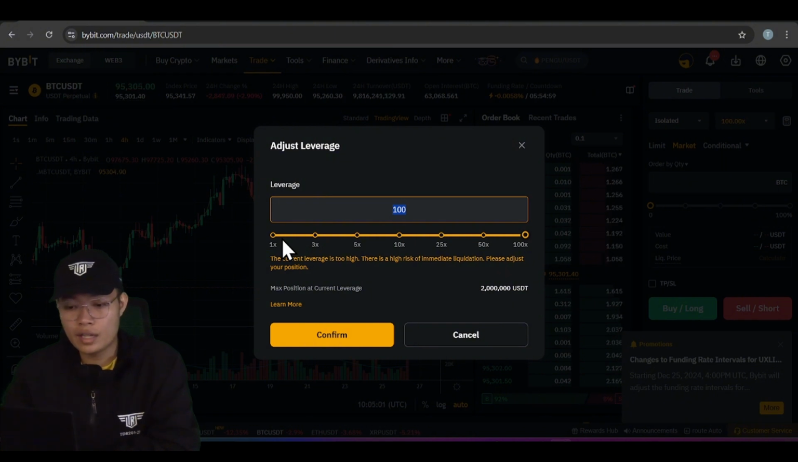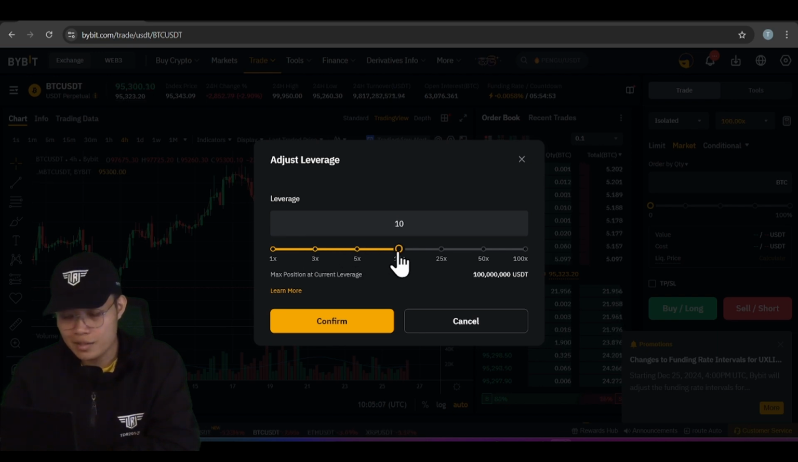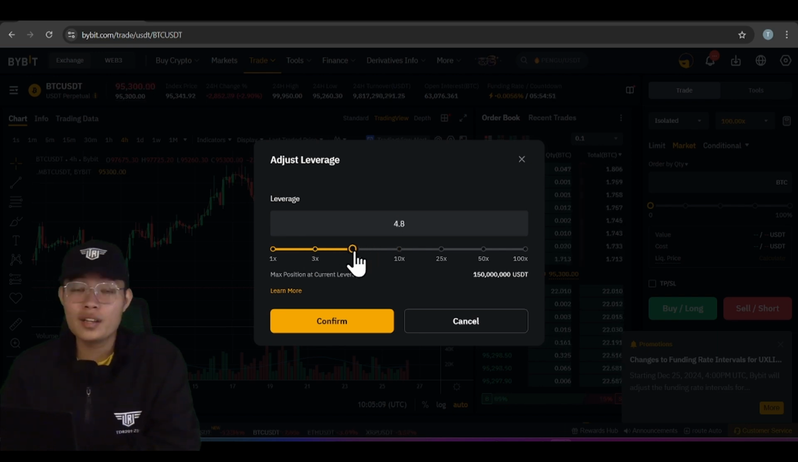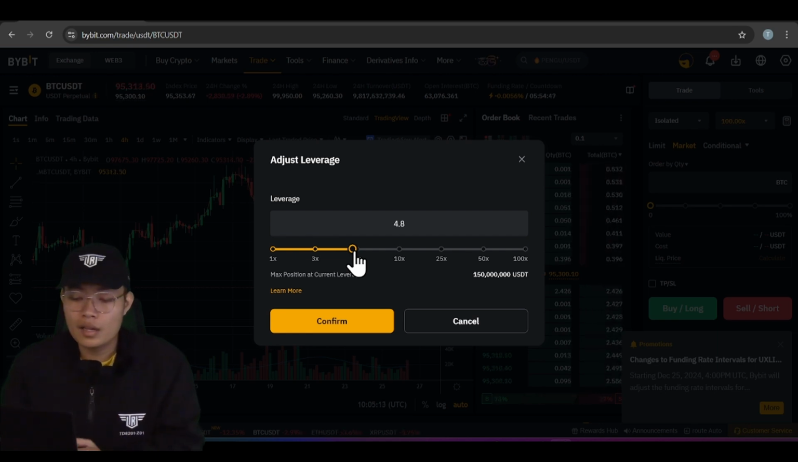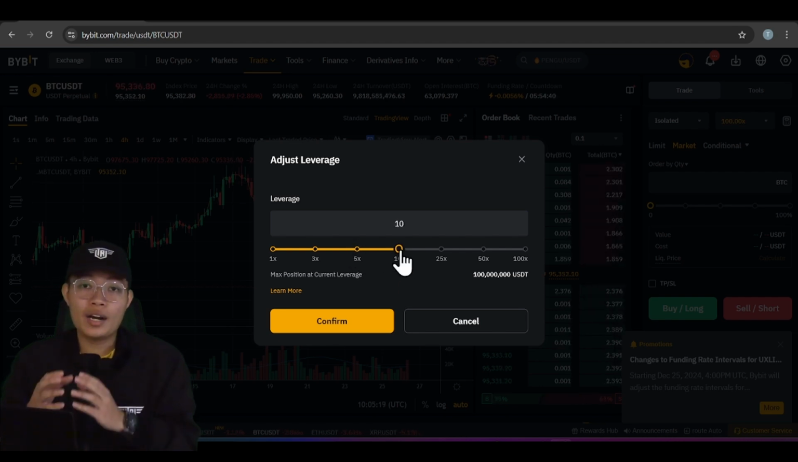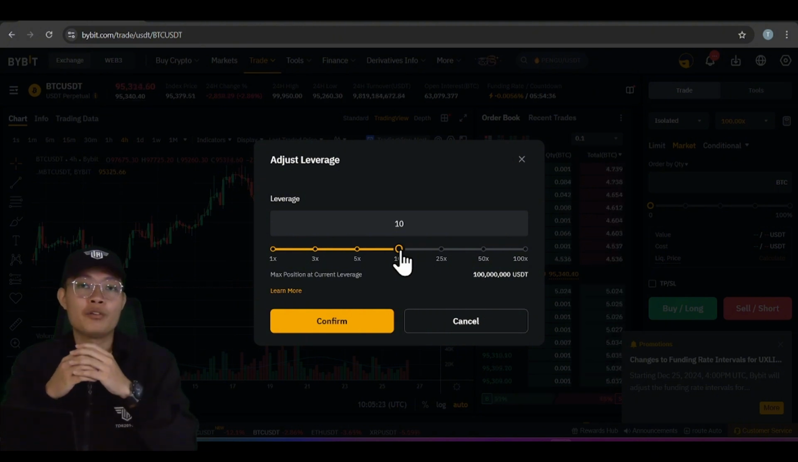You can use leverage of 1, meaning that you're buying spot, and you can use leverage of 3, 5, and 10x. For my suggestion, I think the safest leverage for beginners is below 10x. If you use 10x leverage, it means that if the price goes against your position by 10%, you get liquidated.